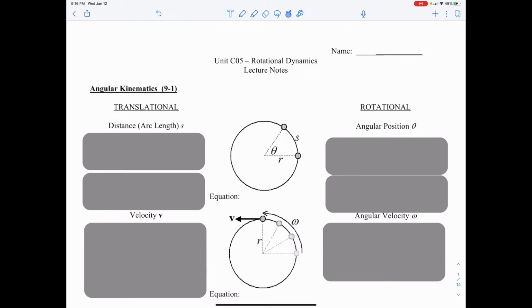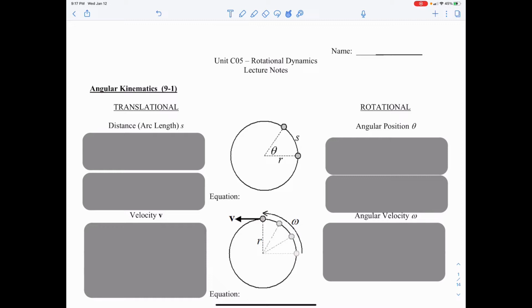Hello, in this video we're going to be looking at the notes for AP Physics C Mechanics Unit 5, Rotational Dynamics. Please remember to pause or rewind the video as necessary. Let's begin. Section 9.1, Angular Kinematics.